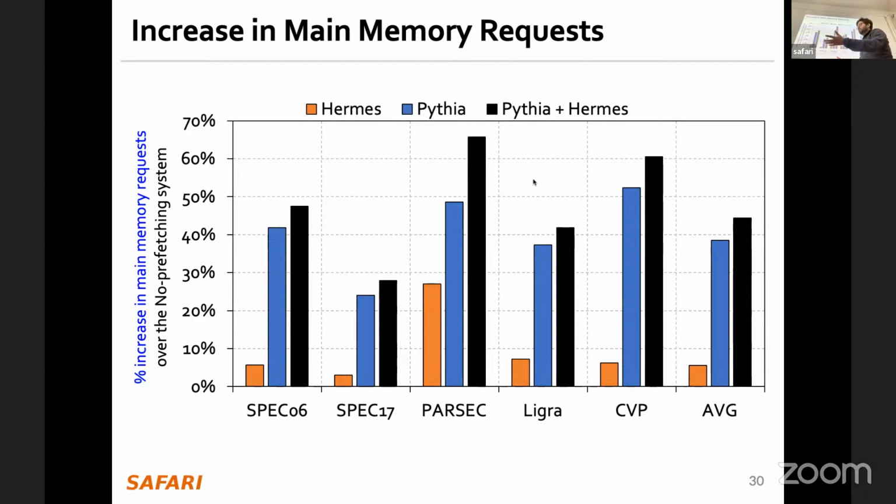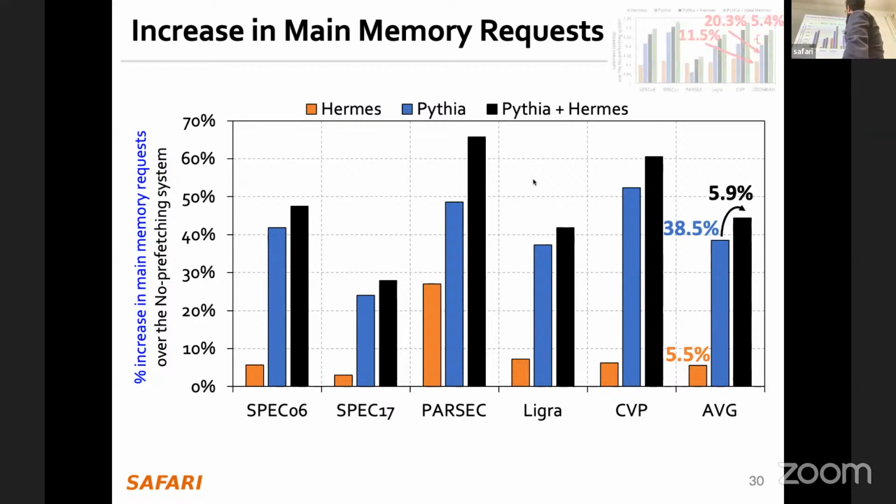And the more DRAM transactions you see, the more power and energy dissipation you're going to see from the system. So that's why it's important to also see the percentage increase in memory requests compared to all of the other prior techniques. What you can see here is that if you have only Hermes, it increases the main memory transactions by 5.5%. If you have PTR, it increases the main memory transactions by 38.5%. If you add both on top of each other, it additionally increases main memory transactions by 5.9% on average.